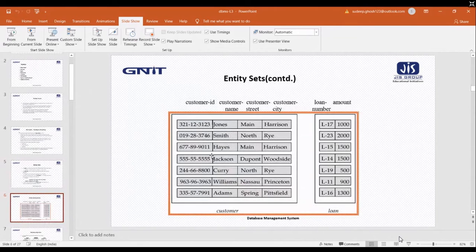So see here, two different entities, and already we know that in the entity relationship model, the data are represented using table format. So here we can see two tables. One is the customer table representing the data for the customer entity, and another one is the loan table representing the data for the loan entity. So these two entities are represented in this way.